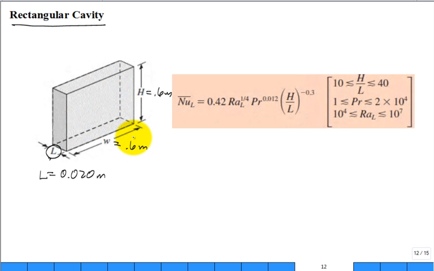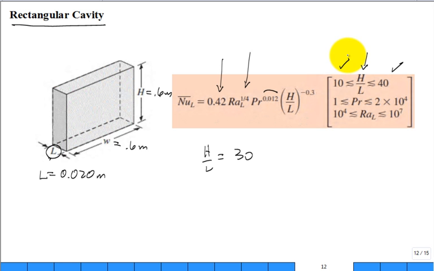And somebody studied this problem and they curve fit the data and they have a coefficient, the Rayleigh number to a 4th power, Prandtl number to a very small exponent, and then a height to length ratio to the negative 0.3. So it's really for slender cavities, tall, slender cavities, where this height to length ratio is between 10 and 40, etc. So we check our height to length ratio for this problem, and it comes right in at 30. We see that it falls in the range.